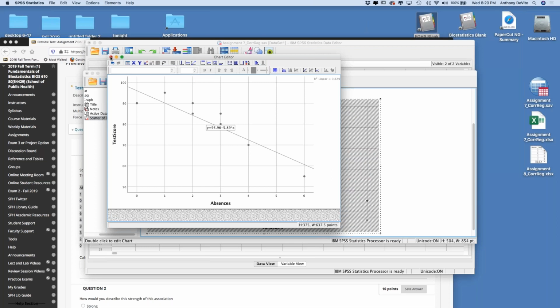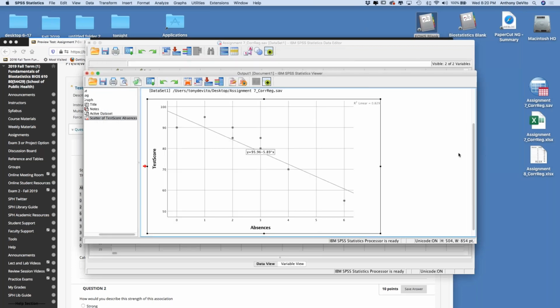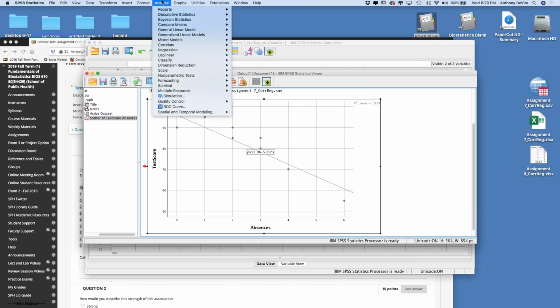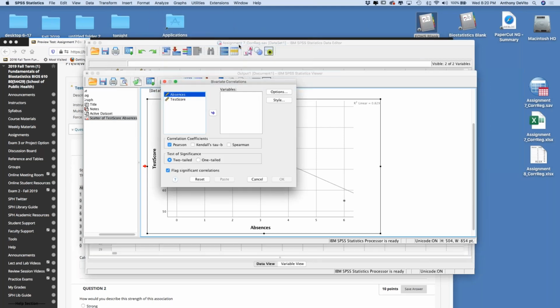So I'm going to close this, and I'm going to go to Analyze, and I'm going to go down to Correlate, and I'm going to go over to Bivariate, two variables. And that's what we're doing here. All these problems that we're working on are always going to be two numerical variables, at least in correlation and linear regression.